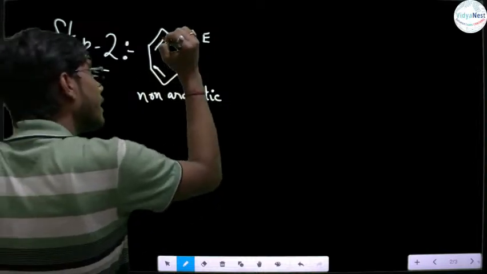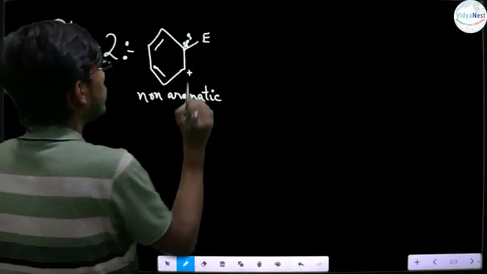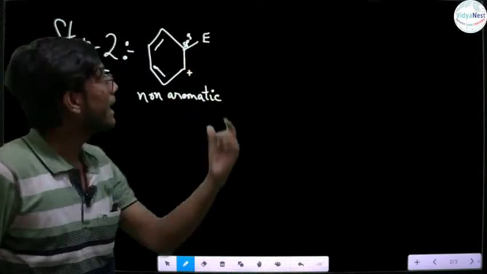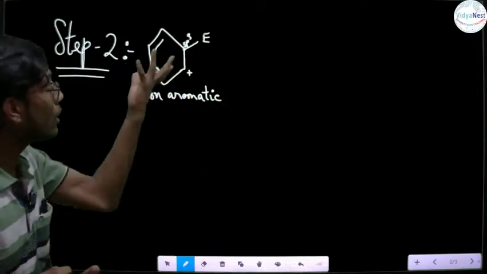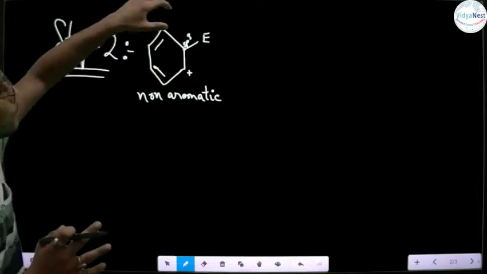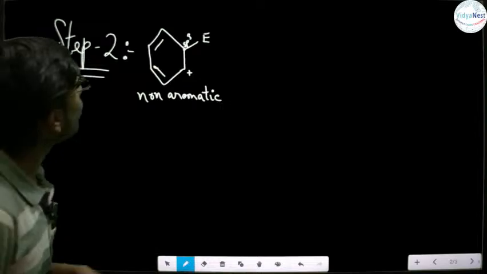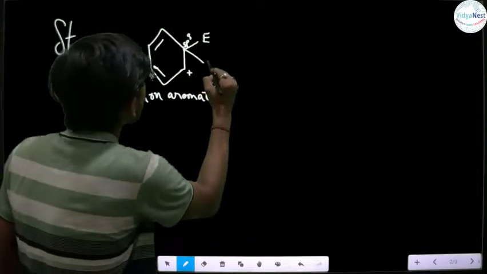If we look carefully, this carbon over here is sp3 hybridized, isn't it? That means it should have 4 sigma bonds, if not a lone pair. Carbon doesn't have a lone pair. So of course it should have 4 sigma bonds. We can observe 3 sigma bonds connected to it. 1 is to E, 2 is to carbon atoms adjacent. But where is the 4th one? The 4th one has a hydrogen connected to it, of course.